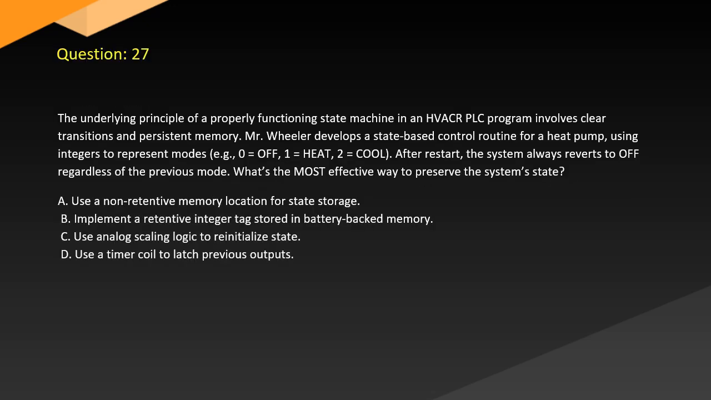Question 27. The underlying principle of a properly functioning state machine in an HVAC PLC program involves clear transitions and persistent memory. Mr. Wheeler develops a state-based control routine for a heat pump using integers to represent modes, e.g. 0 equals off, 1 equals heat, 2 equals cool. After a restart, the system always reverts to off regardless of the previous mode. What's the most effective way to preserve the system state? A. Use non-retentive memory location for state storage. B. Implement retentive integer tags stored in battery-backed memory. C. Use analog scaling logic to reinitialize state. D. Use timer coil to latch previous outputs.